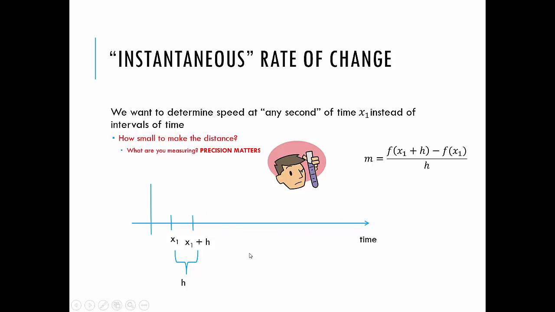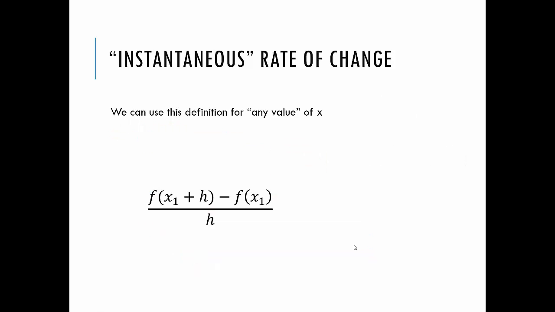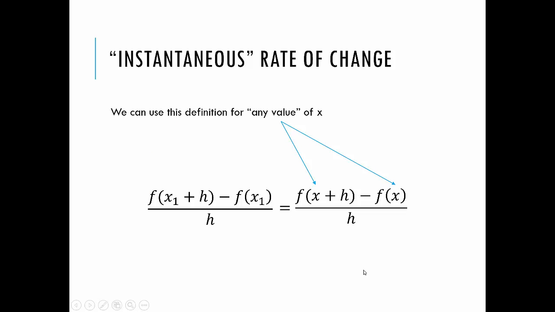So I know that I'm going to let my interval get small. The question is how small? So what I can do now is use this definition for any x. And you can see that it doesn't matter what the variable name is. I'm just saying at a particular time, an instantaneous rate of change, not an average. I want to get to a point where I can pick any x. Now we're not to the instantaneous yet, we'll get there.